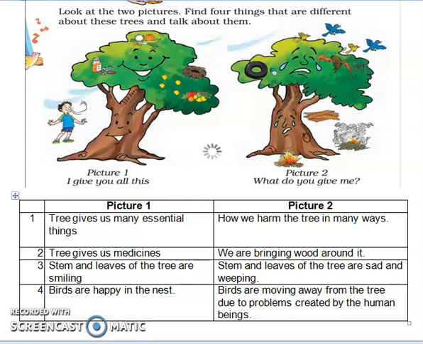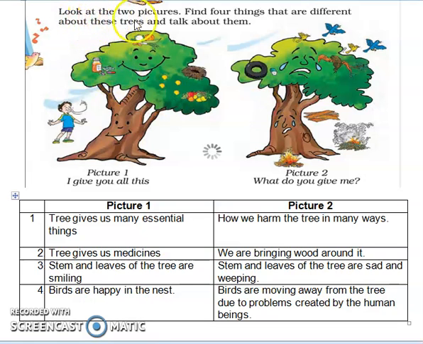Dear children, we were learning about trees, what they give us, and how we harm them. So we had discussed the things that trees provide us. Now, if you can see, there are two pictures. This is picture 1 and this is picture 2. Let us see what we have to do.